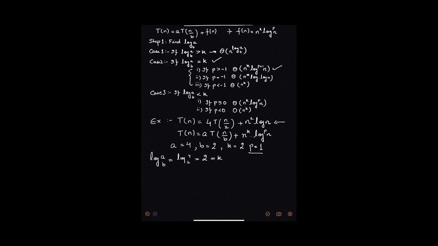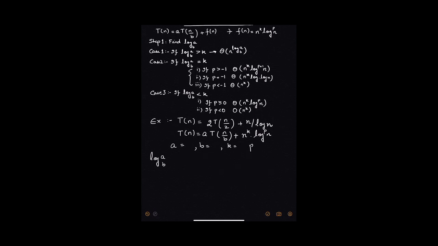So I can say the time complexity for this function is theta of n^k log^(p+1) n. So this becomes theta of n^2 log^(p+1) n, where p is 1, so log squared n. So the total time complexity that I get for this recurrence relation is n squared log squared n.